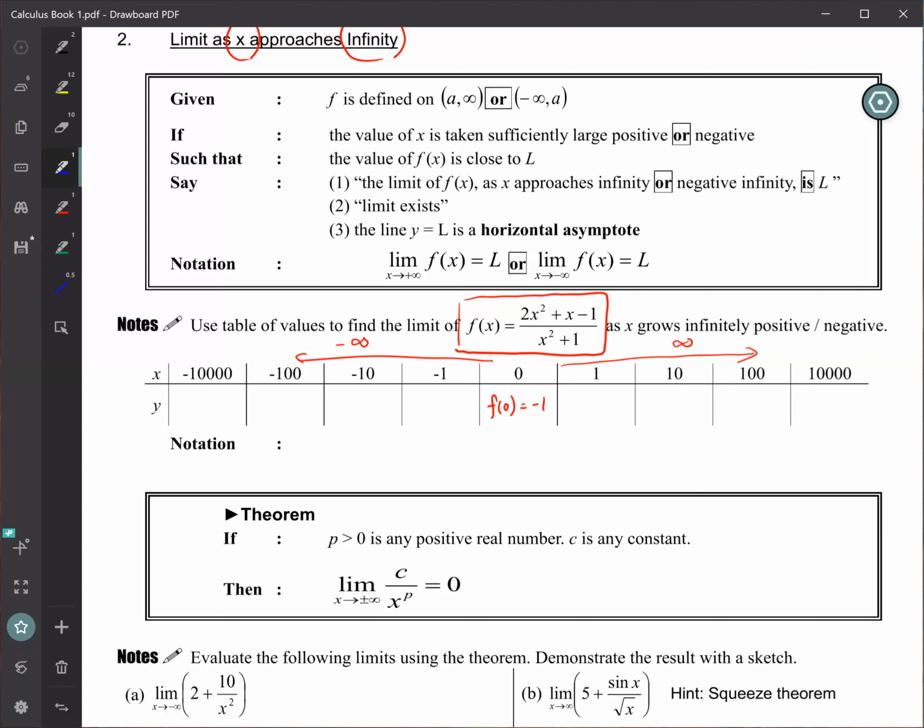And this one will take a bit longer to type in. So don't worry, take your time. Make sure you have brackets. When you type into your calculator, it's the whole thing on the top divided by the whole thing at the bottom. Make sure you use the correct brackets.